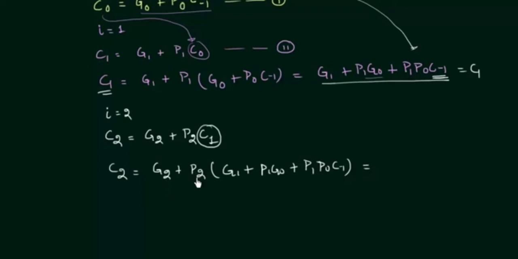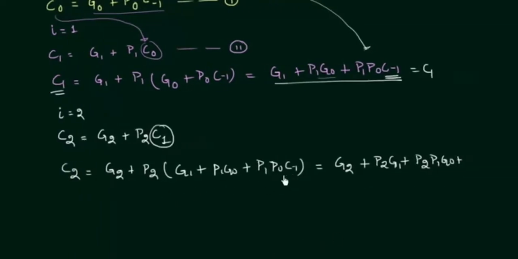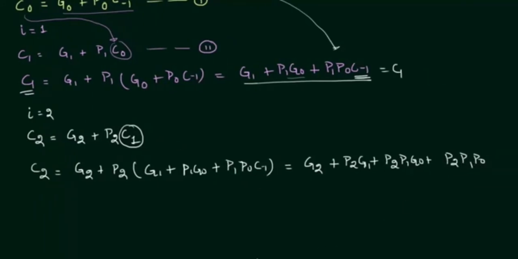The next step is to open this bracket, and by doing that we have G2 or P2 G1 or P2 P1 G0. Let me slide the board, and the last term will be P2 P1 P0 with C minus 1. So again you can see that C2 has only the carry term C minus 1 on its right hand side. So directly putting C minus 1 we can have our C2.